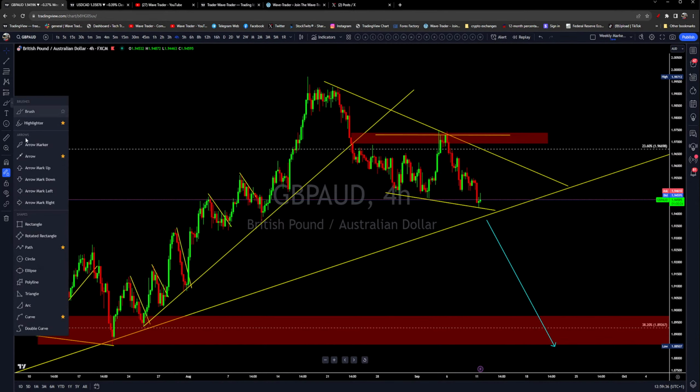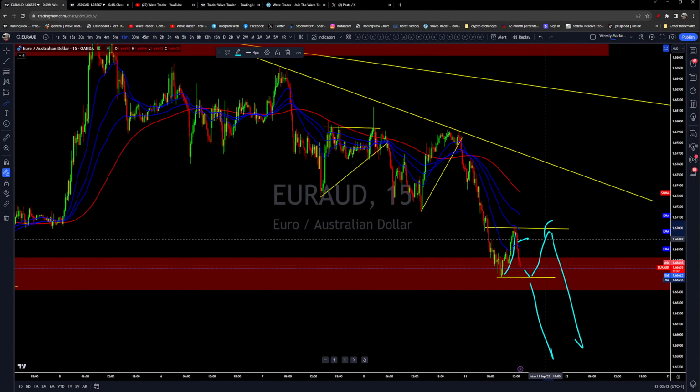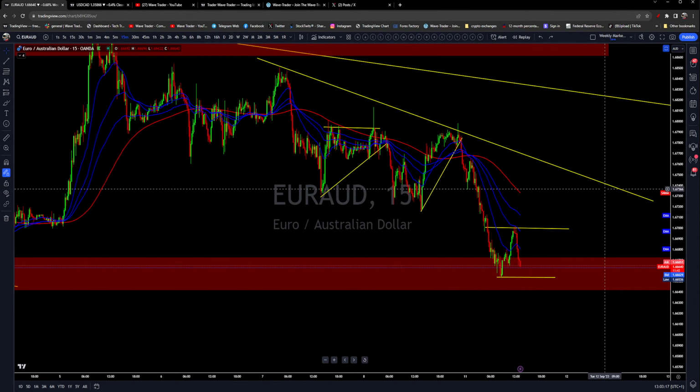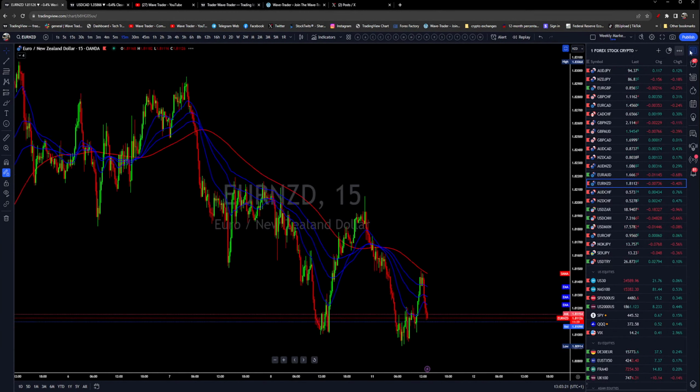So this correction is already breaking. Already breaking, so go back up, test that top, and then drop. Moving averages to hold. That's your Euro Aussie, and Euro New Zealand dollar is also the same.